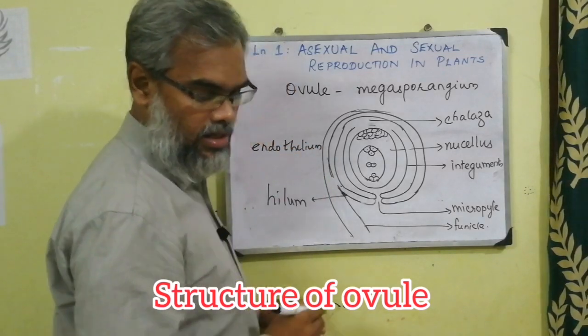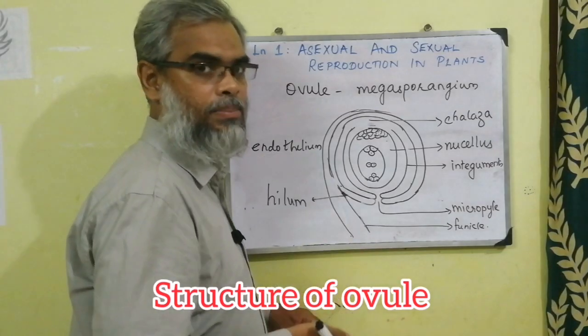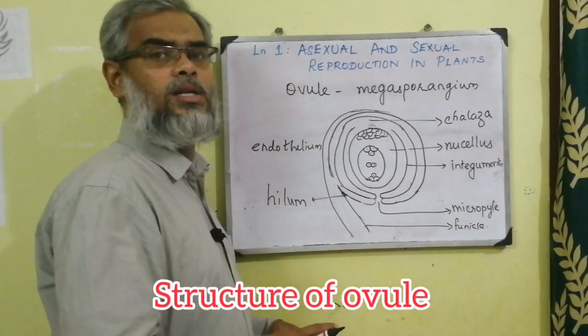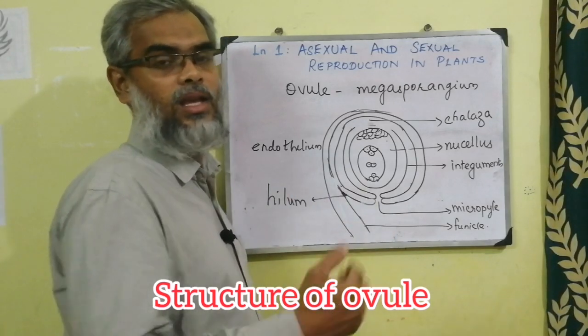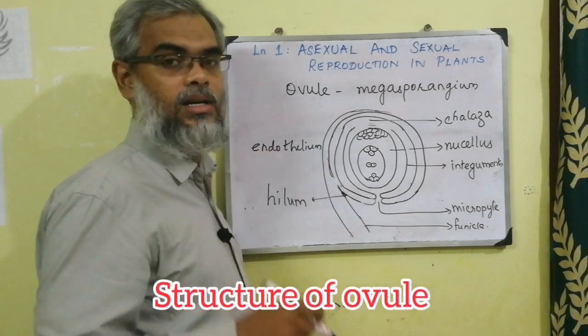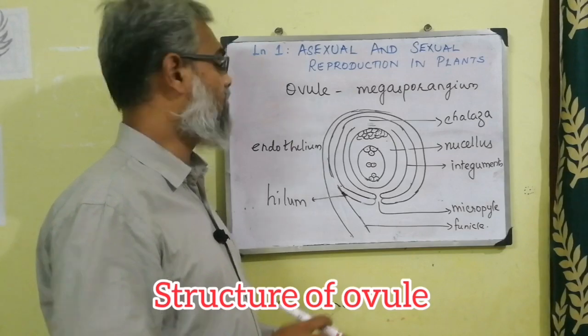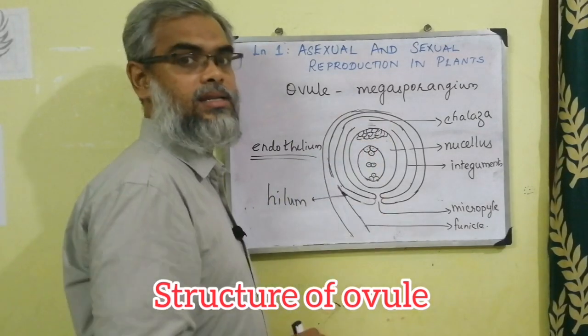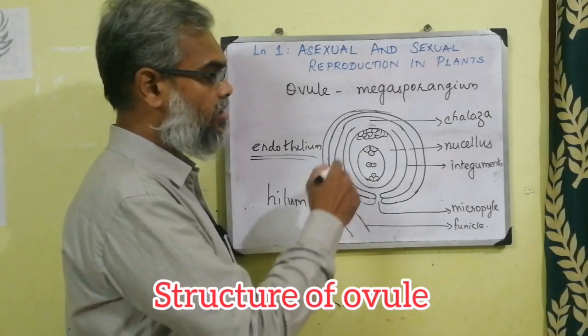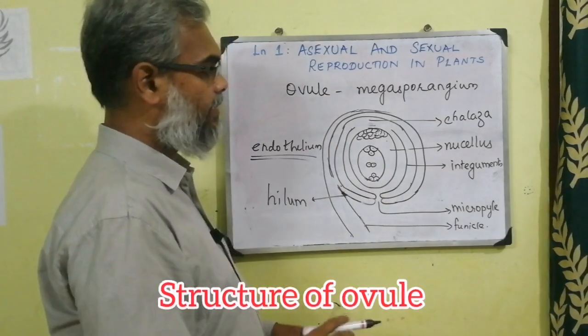So endothelium cells are integumentary tapetum. You remember tapetum gives nutritive tissues, nutritive for the anthers in the T.S. of a mature anther you would have learned. Here, endothelium is the special cells present in the inner integuments which gives nutrition to the embryo sac.